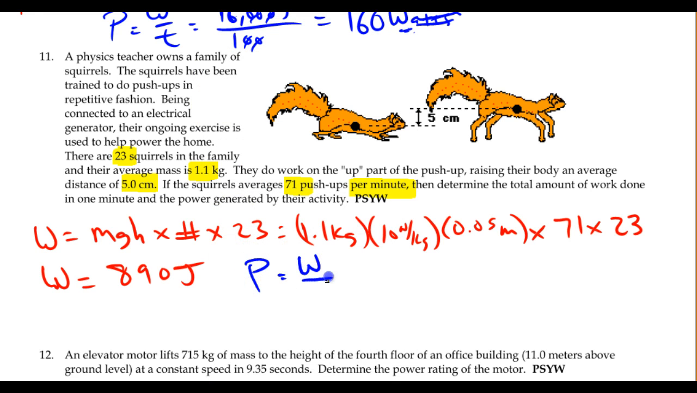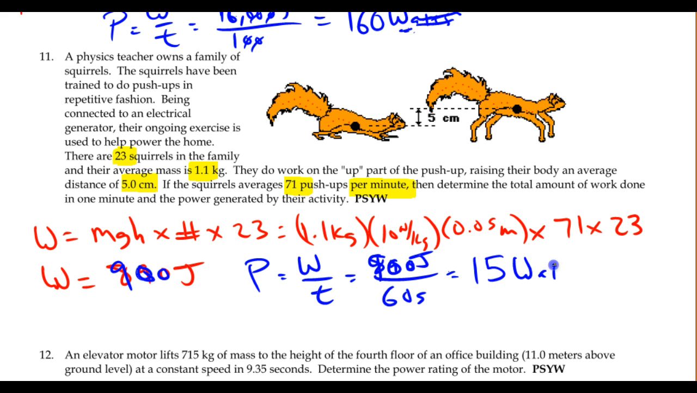Power equals work divided by time, so 890 joules. Now, we want power in watts, so we really want to divide it by 60 seconds. We need the number of seconds, not the number of minutes. 60 seconds per minute, so 890. Sorry, that's 900 when I looked at the number rounded off incorrectly. It's 900 joules. Okay, so 900 divided by 60, and we're looking at a power rating for our little machine here of 15 watts.